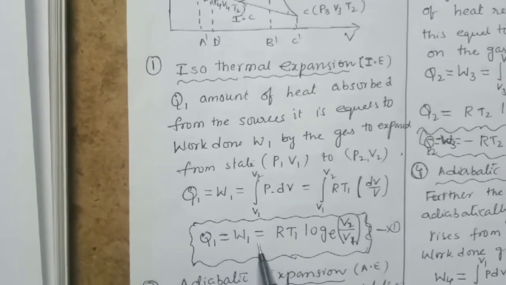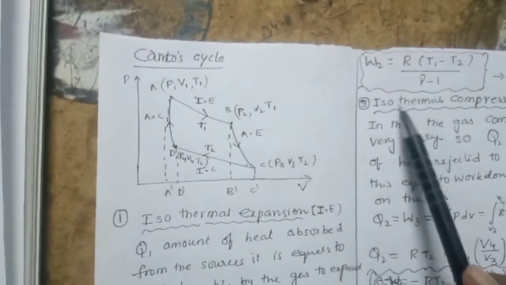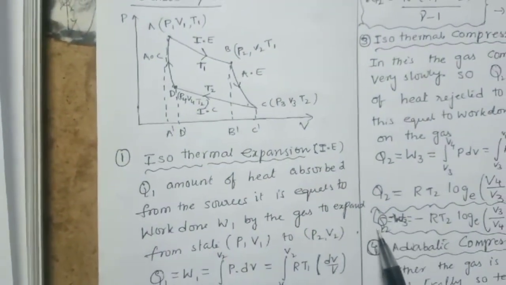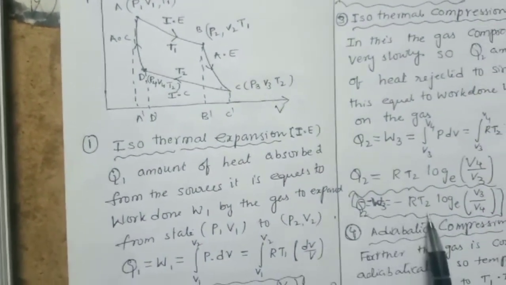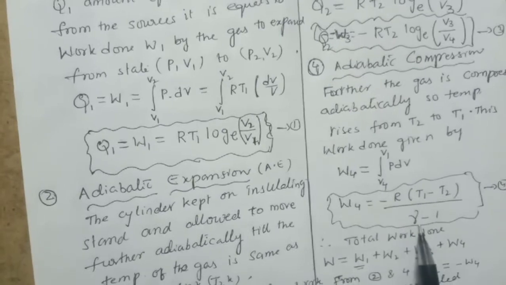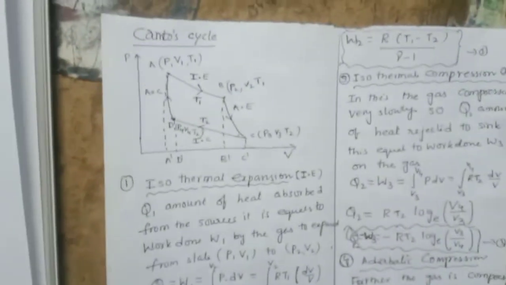Q1 is equal to W1 is equal to RT1 log base e V2 by V1, and W2 is equal to R T1 minus T2 by gamma minus 1. Q2 is equal to W3 is equal to minus RT2 log base e V3 by V4, and W4 is equal to minus R T1 minus T2 by gamma minus 1. This is a very important question, don't miss it.